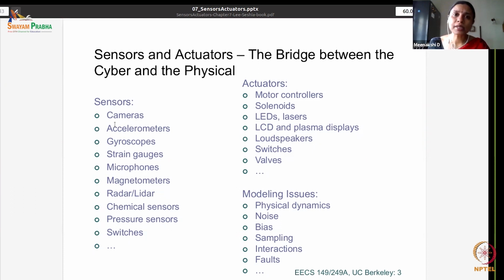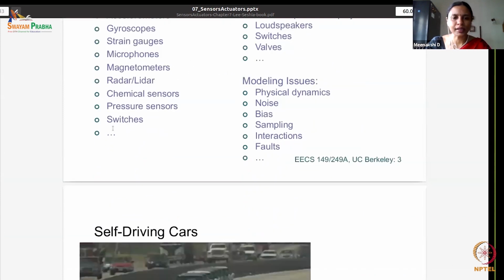The rate at which we sample the data from sensors, how frequently we do it. Do we do it every second? Do we do it every millisecond? Do we do it every hour? Do we do it once every day? That also influences the quality of data that we get from the sensors. The communication network: are they faulty? Are they not faulty? Lots of issues are there about the sensors.